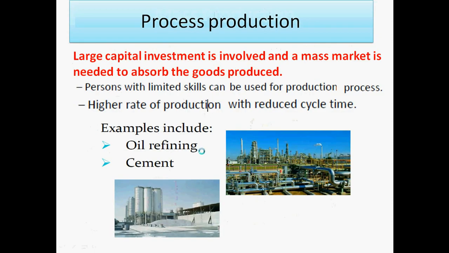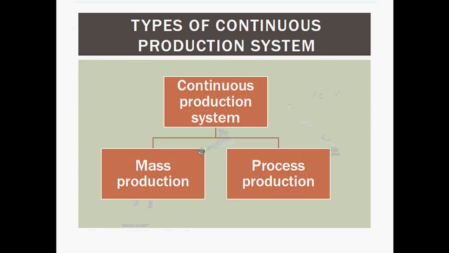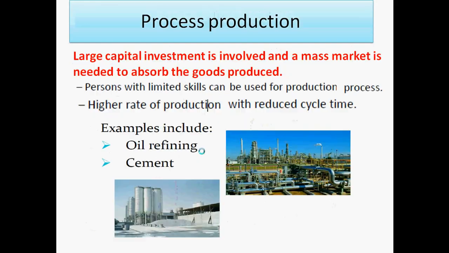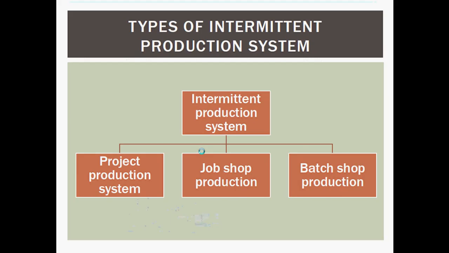So continuous flow follows this channel. Repetitive tasks are produced in mass production and process production. That is why it is called the continuous production system. Is it clear? Any questions, please ask me.